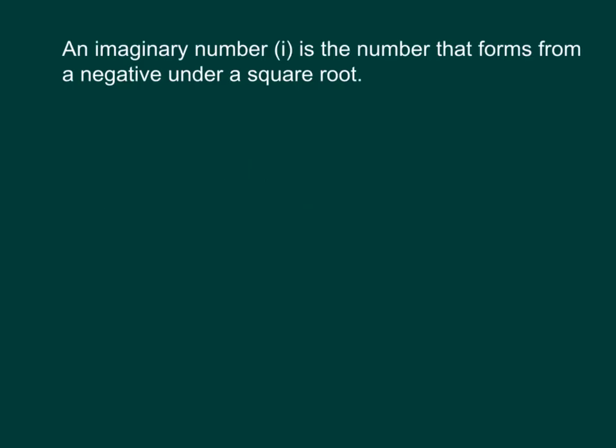An imaginary number, i, is the number that forms from a negative under a square root. And you learned this in Algebra 2, so it shouldn't be new information. Basically, if you have a square root with a negative under, it's not a real number, which is what a couple chapters ago we focused on. It's not a real number, it's an imaginary number.